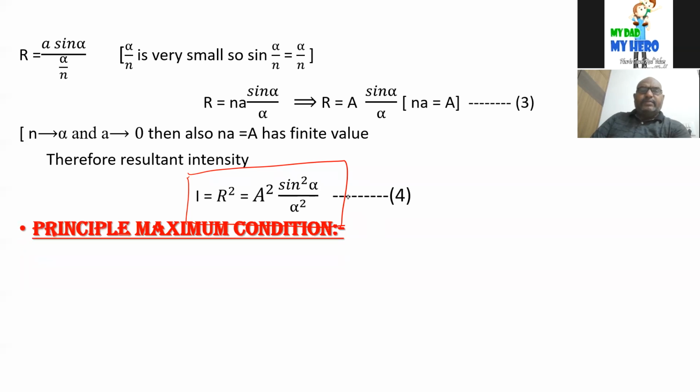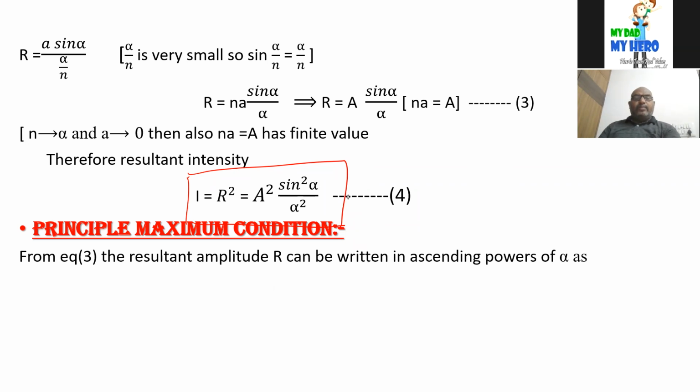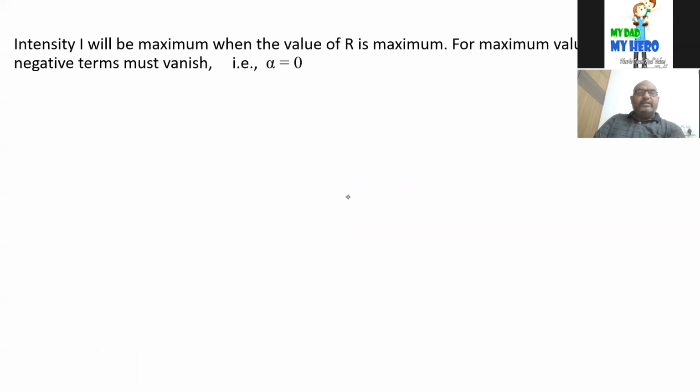The first one is the principal maxima. The principal maximum is where the intensity will be maximum, and the resultant amplitude is also maximum. From equation 3, the resultant amplitude R can be written in ascending powers of alpha. Then R is equal to A by alpha into sine alpha, and sine alpha in ascending powers of alpha is alpha minus alpha cubed by 3 factorial plus alpha to the 5 by 5 factorial minus alpha to the 7 by 7 factorial, and so on. Alpha is a common factor, so alpha cancels. Then the intensity I will be maximum, then R will be maximum.